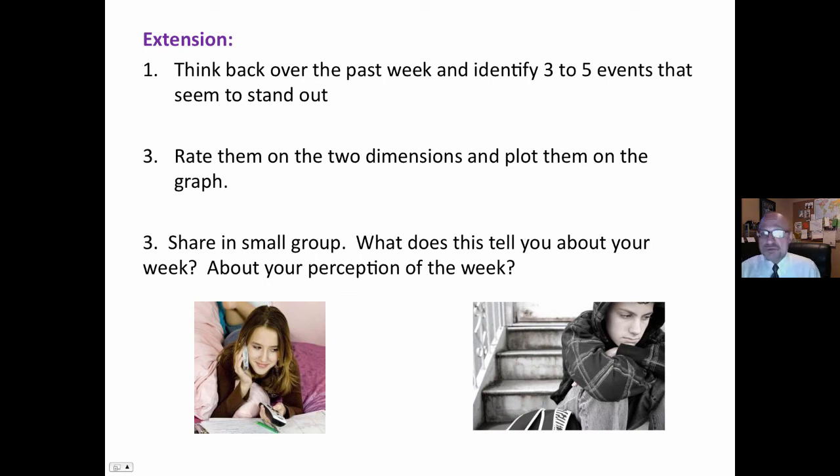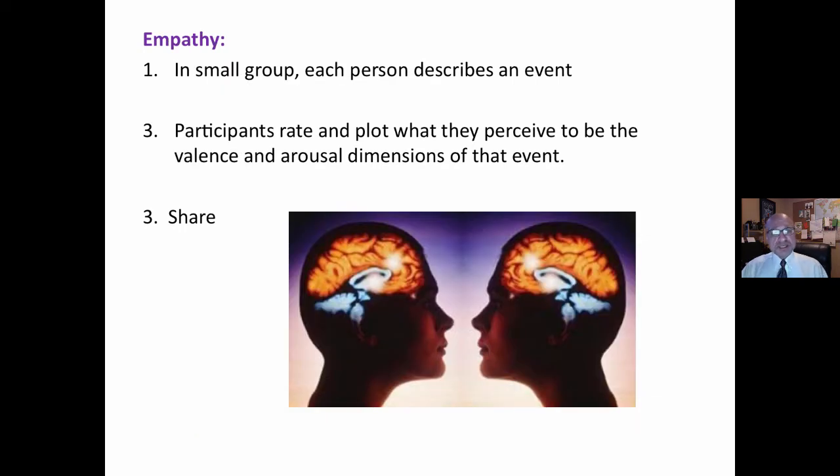Think back over the past week, identify three to five events that seem to stand out, rate them, and again, share in small group. What does this tell you about your week, about your perception of the week? In small group, you share and describe that event. Participants rate and plot what they perceive to be the valence and arousal dimensions of that event. And it helps you understand and empathize with why people feel and to what degree they feel.